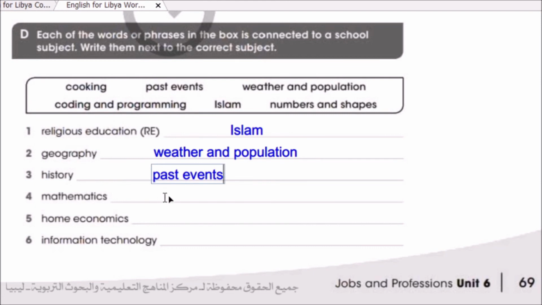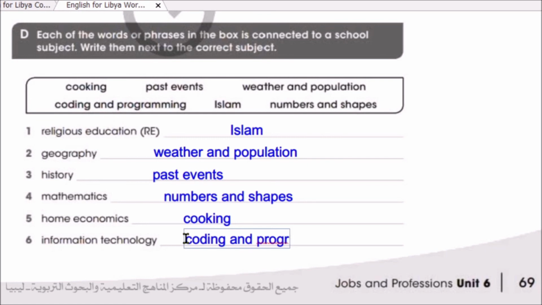Number 4, mathematics. Mathematics is connected to, very good, numbers and shapes. Good job. Number 5, home economics is connected to, very good, cooking. And the last one, information technology, is connected to, very good, coding and programming. Coding and programming. Very good.